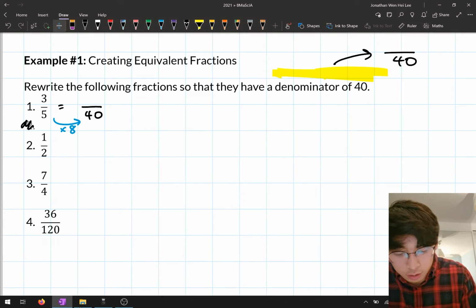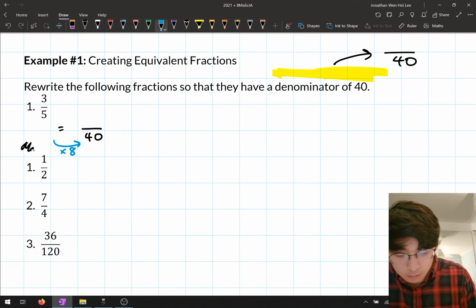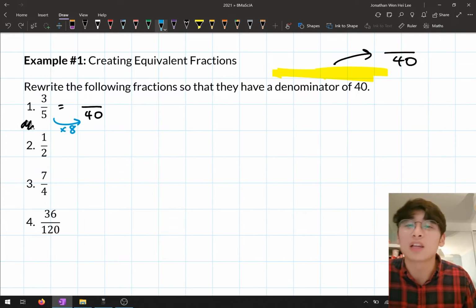I can't actually split this. This isn't good. Let me just ignore it for now.